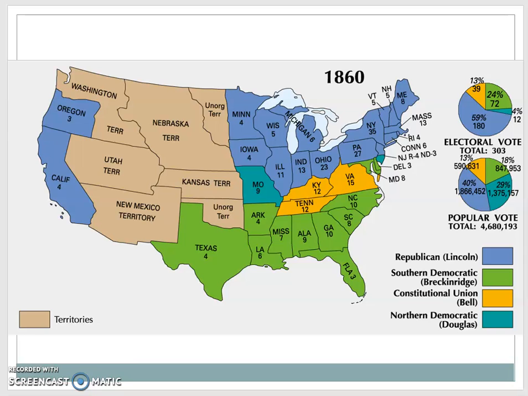Now you'll notice that Lincoln got no votes in the South. The Republican Party didn't even exist in the South. It's a Northern party only. Anyone in the South who even tried to vote for Lincoln was taking his life in his hands.